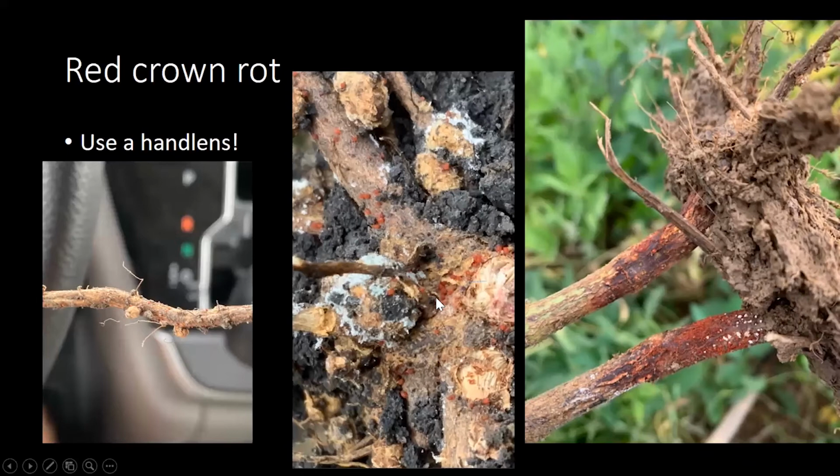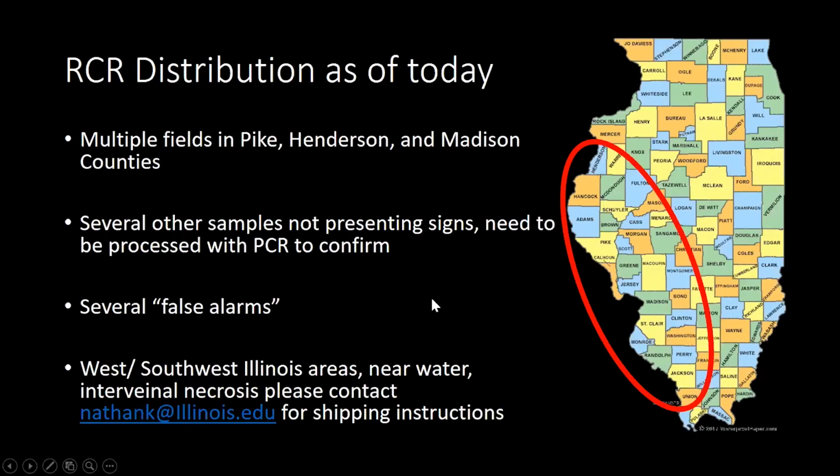So that's what you want to be looking for with red crown rot. Use that hand lens. Right now, we're looking at the distribution. We found several fields within Pike, Henderson, and Madison counties that we know have red crown rot just based off of the signs and symptoms. We have other ones that are suspect, but we need to utilize a different type of tool to actually confirm that that fungus is in those tissues.